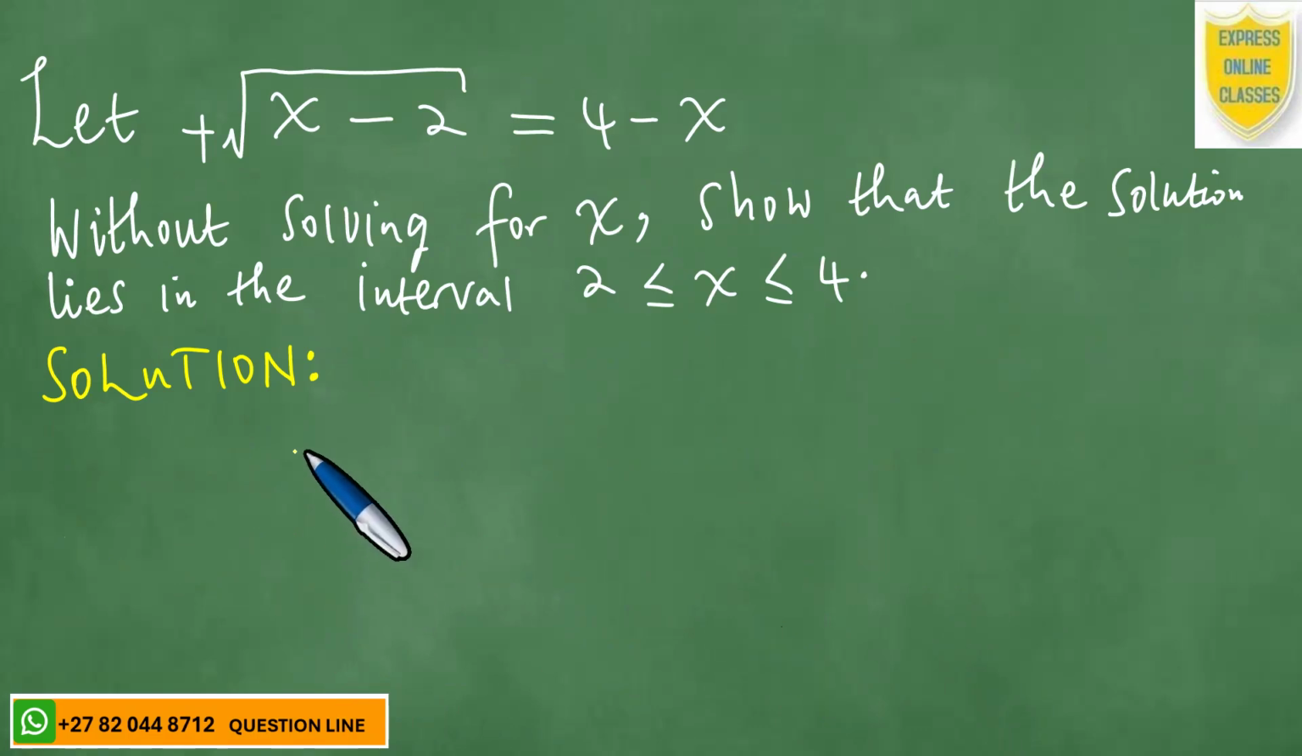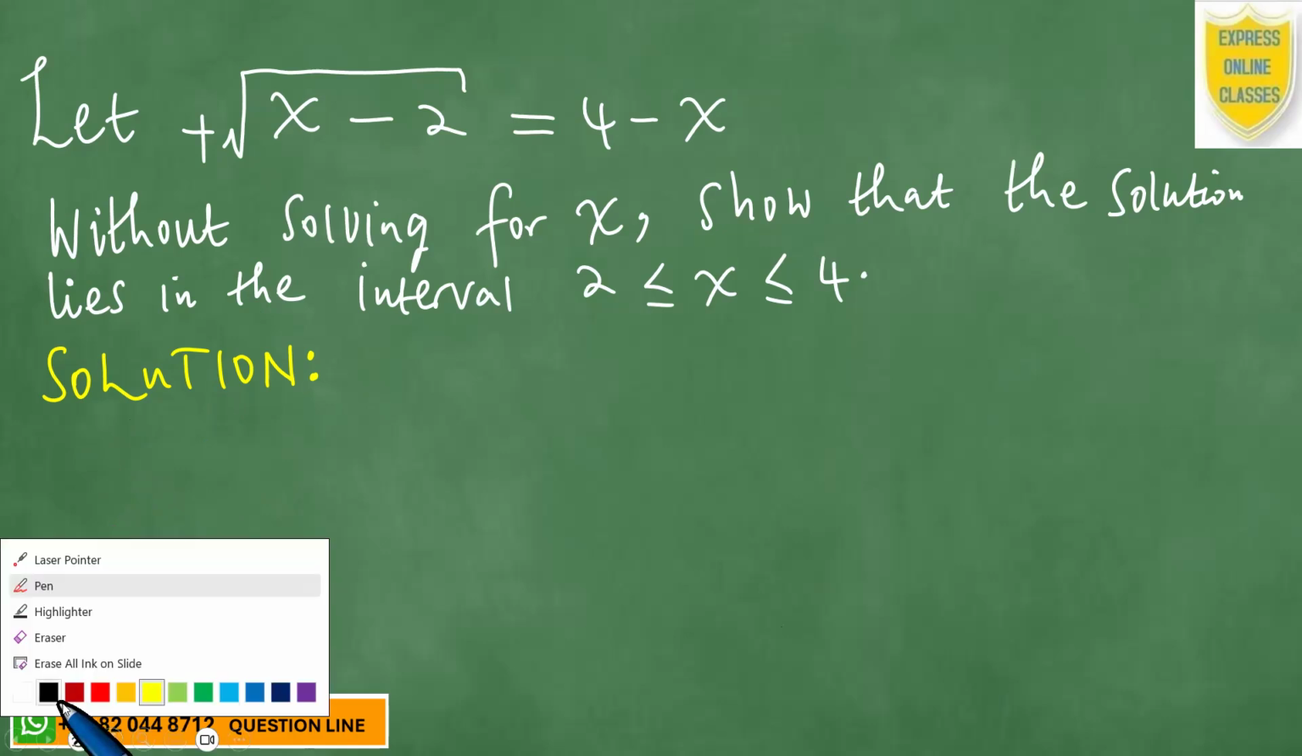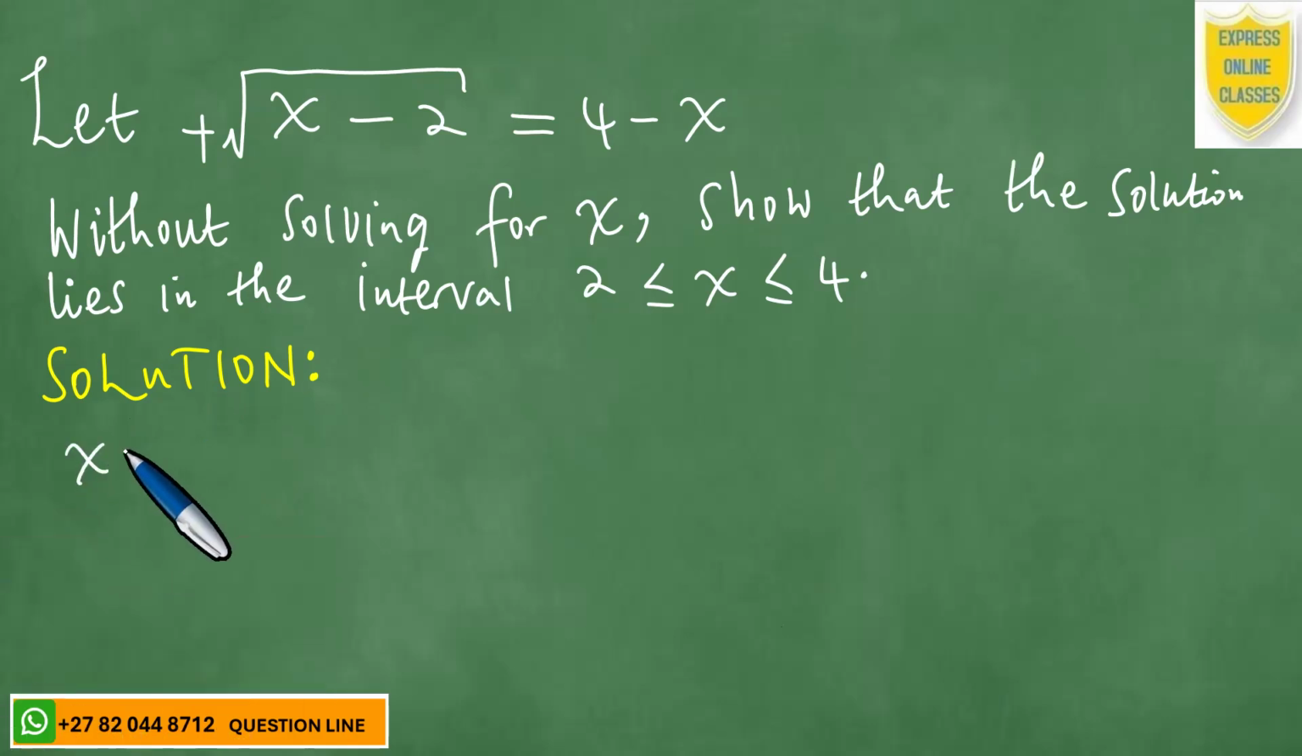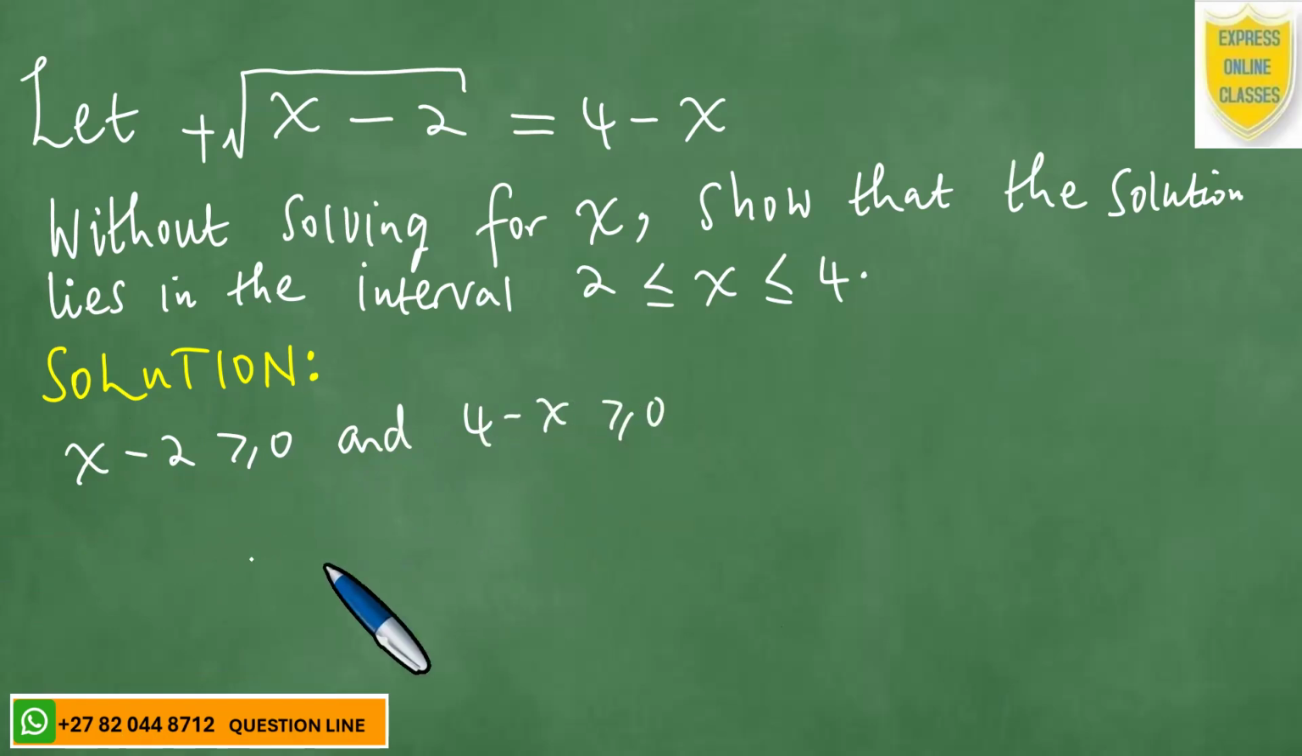First things first, we consider the given equation at the top. Given this radical expression on the left-hand side of the equation, it means we have x minus 2 greater or equal to 0 and 4 minus x greater or equal to 0, which means x is greater or equal to 2.